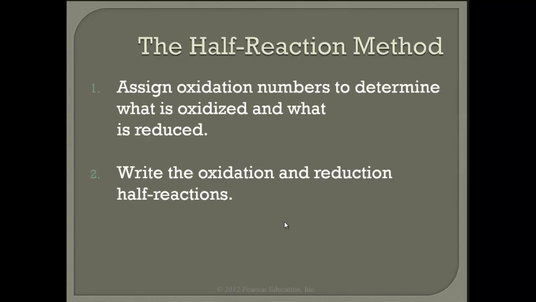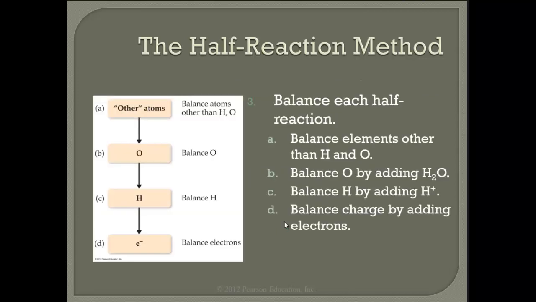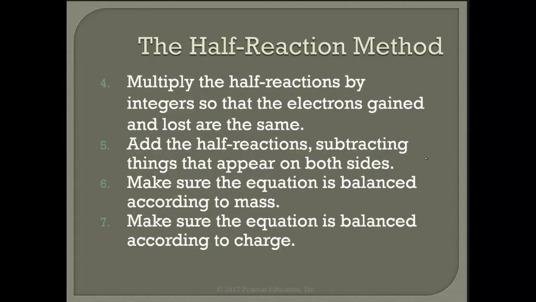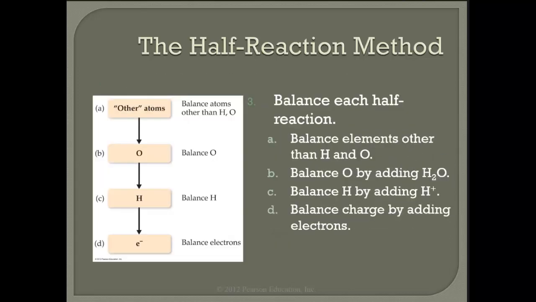So the first thing you want to do is assign oxidation numbers to determine what is oxidized and what is reduced. Then write the oxidation and reduction half reaction separately. Balance each half reaction. For acids, balance the elements other than hydrogen and oxygen. Balance oxygen by adding H2O. And balance the hydrogen by adding H+. Balance the charge by adding electrons. Remember, I said this was for acids.